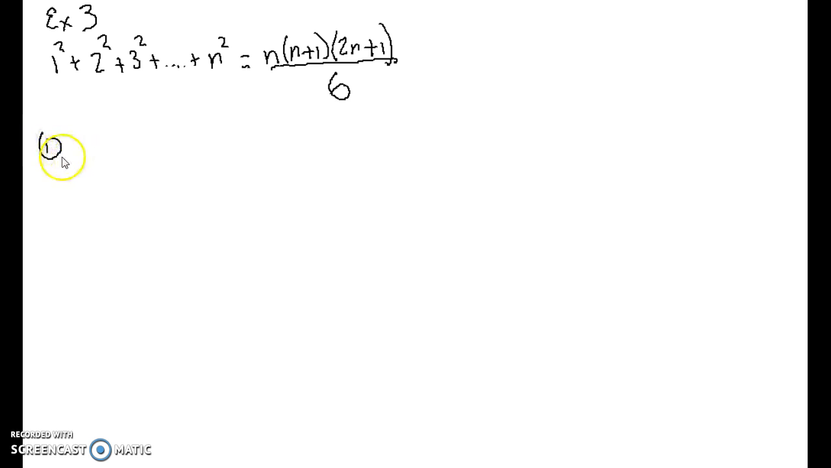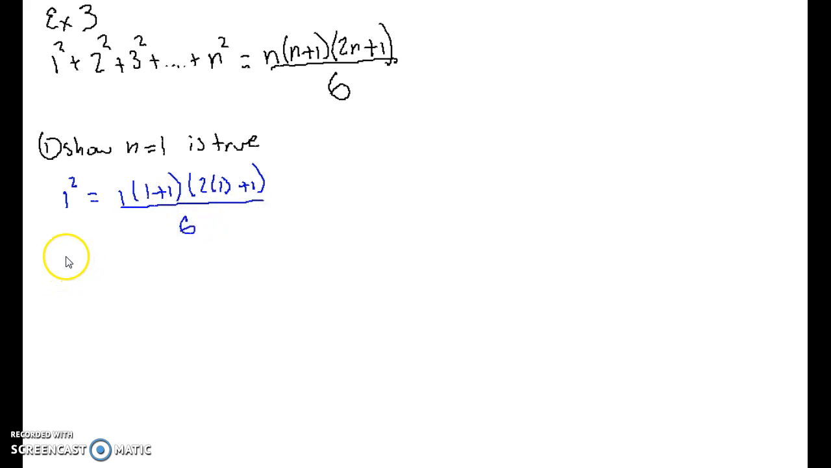So step 1, right, show n is equal to 1 is true. All right. So 1 squared is equal to 1 times 1 plus 1, 2 times 1 plus 1, all over 6. So 1 times anything is not really going to change anything here. So this will be 2. 2 times 1 is 2. 2 plus 1 gives me 3. So 2 times 3 is 6. So I already know that 1 is equal to 1. That is correct.